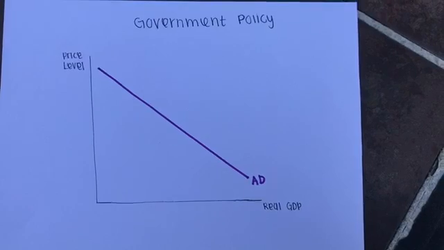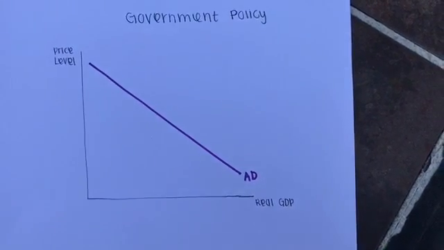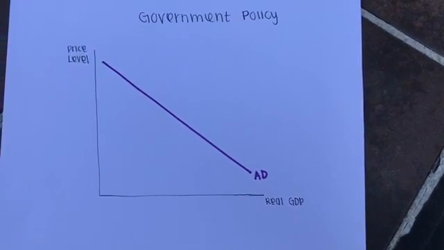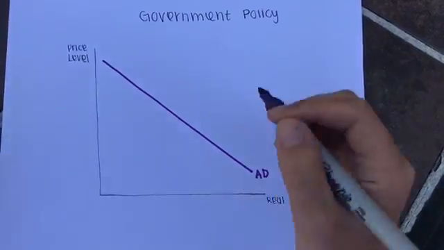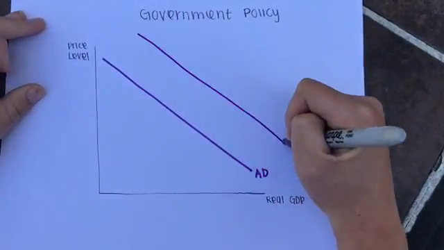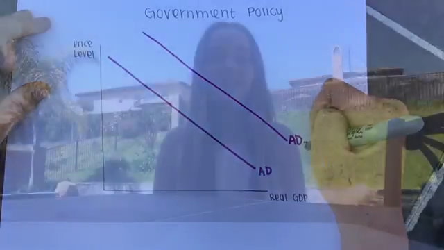Lastly, we have government policy. For example, if the government increases the money supply, interest rates will fall. This causes a rightward shift in aggregate demand. Now remember, if there's a change in price level, it's only a movement along the aggregate demand curve.